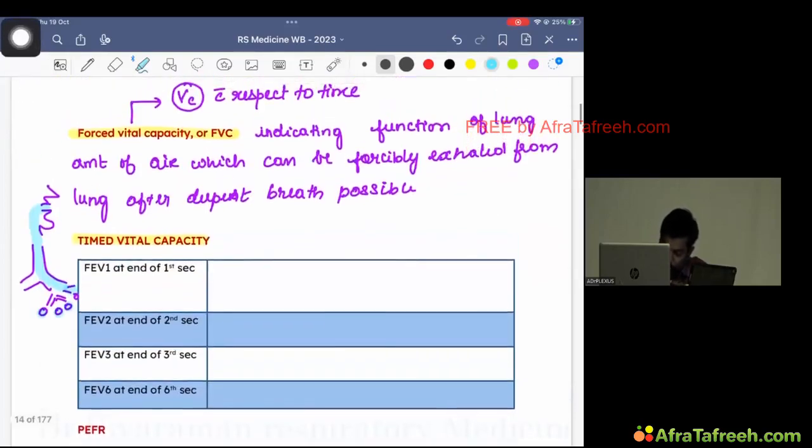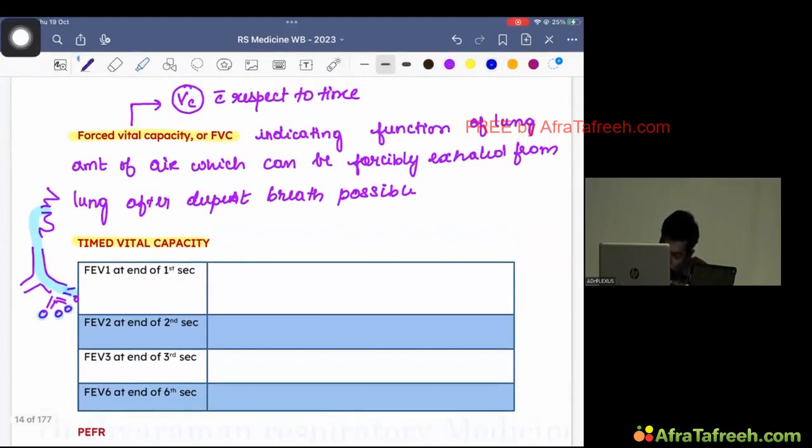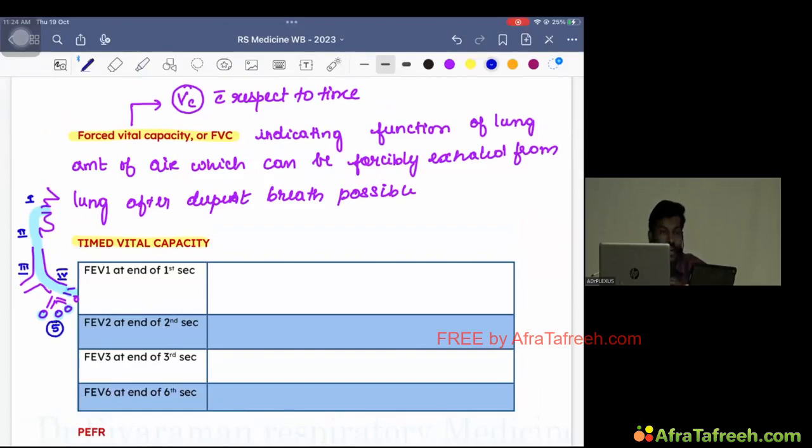If I consider these as 1, 2, 3, 4, 5, which air is going to come out first? 1 will come out first, followed by 2, then 3 will come. So they are coming through which airways? Larger airways. Will they have any difficulty? No. The air coming from the larger airways can come out easily. There will be no difficulty.